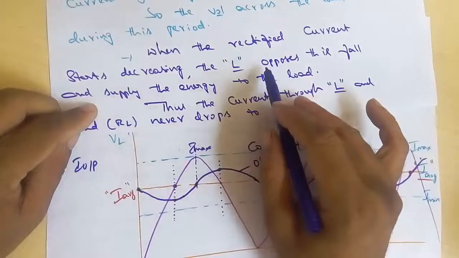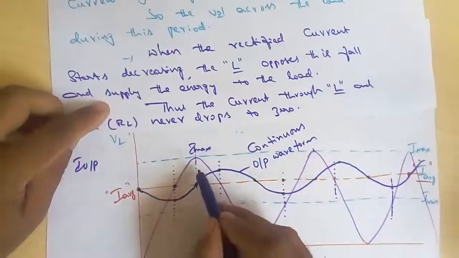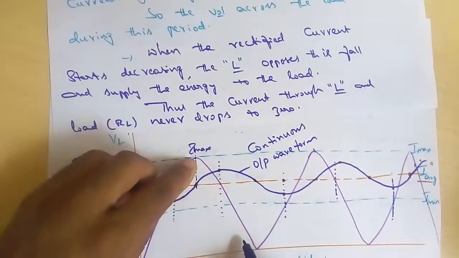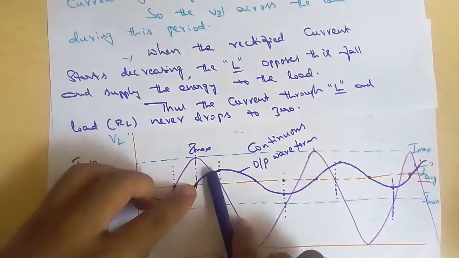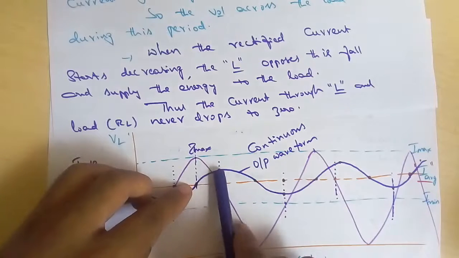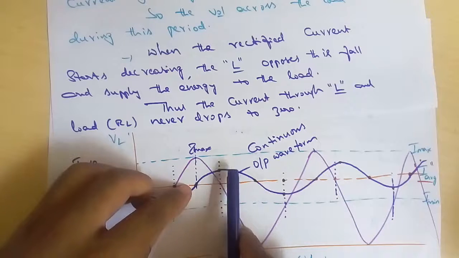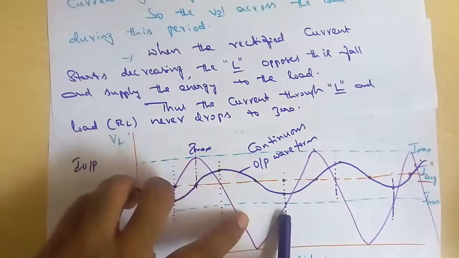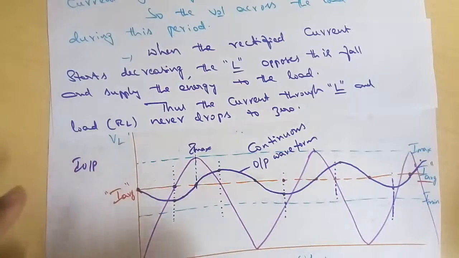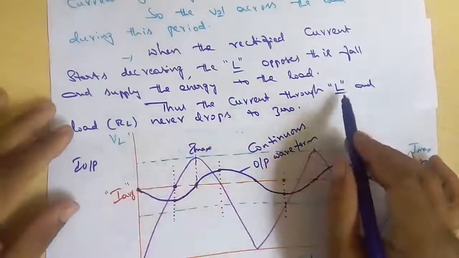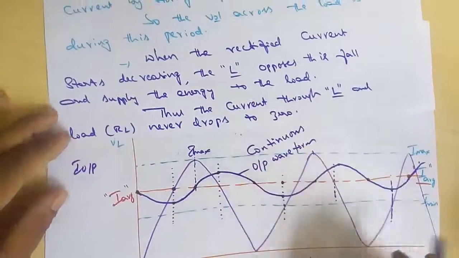Okay. So the inductor opposes this fall and supplies the energy to the load. Why? Because whenever the current decreases, this is opposed by the inductor, hence it releases the stored energy. That's why it is going to increase from 0 to maximum. When one decreases, the other is increasing, and when one is increasing, the other is decreasing. So every time both are opposing each other. Thus the current through the load resistor RL never drops to 0.